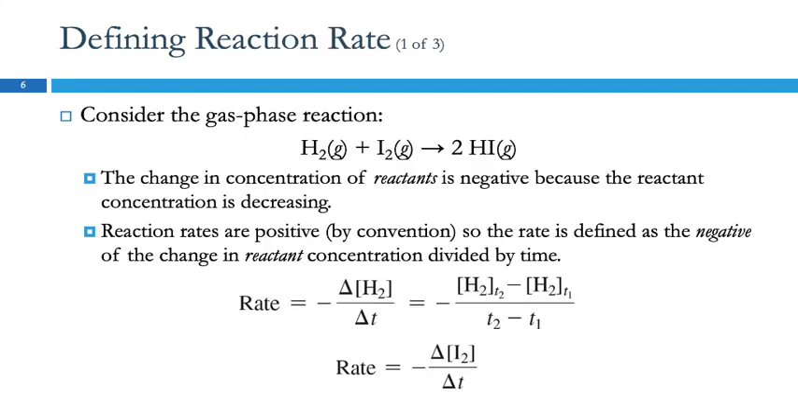So let's look at an example. This is a reaction that occurs in the gas phase. All the reactants and products are gases. Hydrogen gas reacting with iodine gas to form HI. Isn't that what that says?